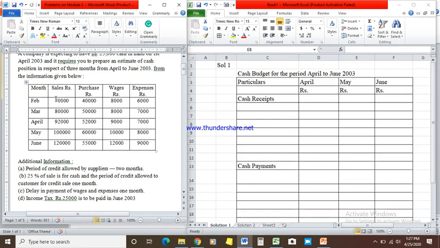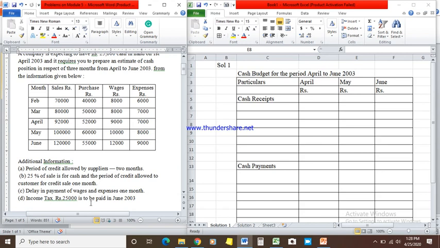So the 75% credit sales that we do in February will be received in March. March month 75% credit sales amount will be received in April. April month credit sales will be received in May. Accordingly the period moves. Next, delay in payment of wages and expenses is 1 month. So the expenses and wages we incur in a given month will be paid in the next month. That's called a delay in payment of expenses and wages of 1 month.